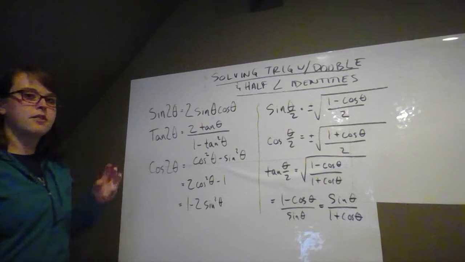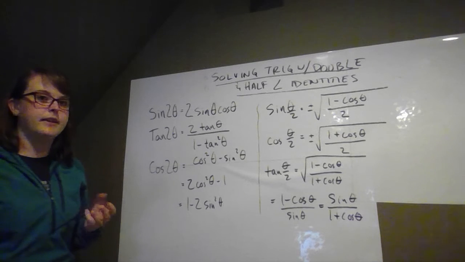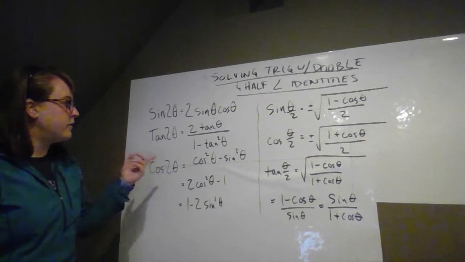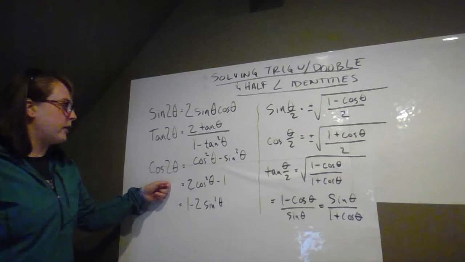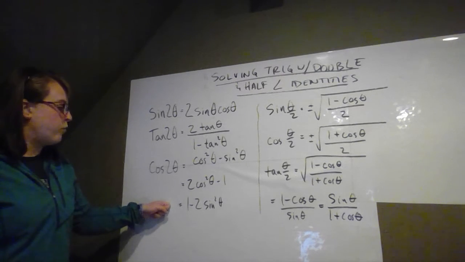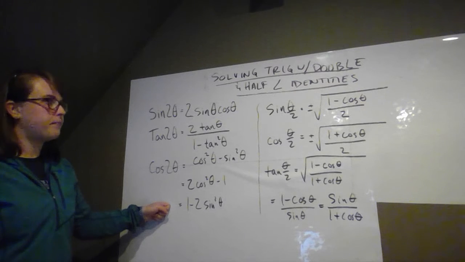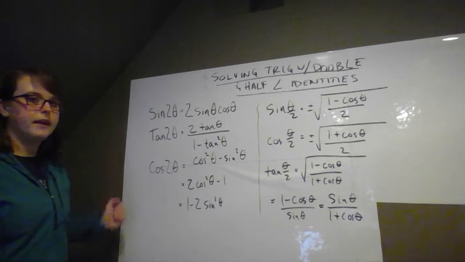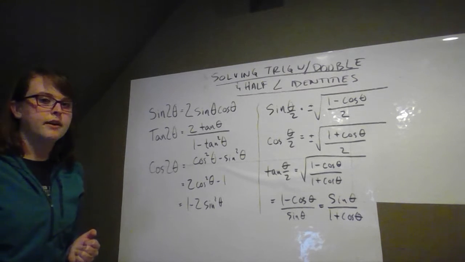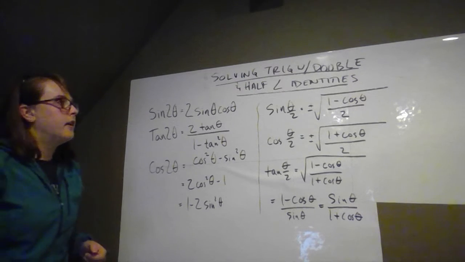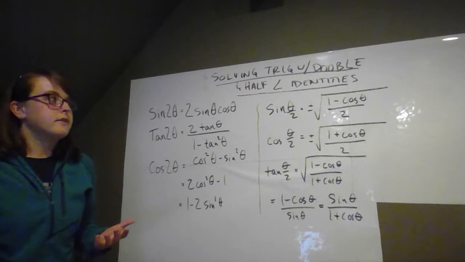Cosine of 2 theta has three possible identities you could use. The first one is cosine squared minus sine squared. The other is 2 cosine squared minus 1. And the other is 1 minus 2 sine squared. Okay, so those are all of our double angle identities. If you need to pause the video here and write them all down, you can. Or you can look in your textbook. Or on the internet. They're all over the place.